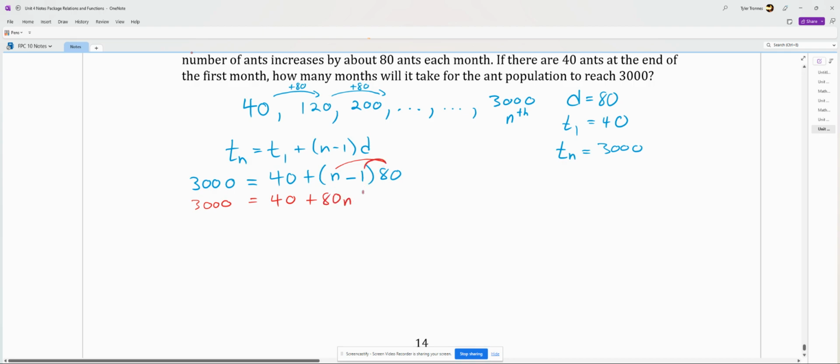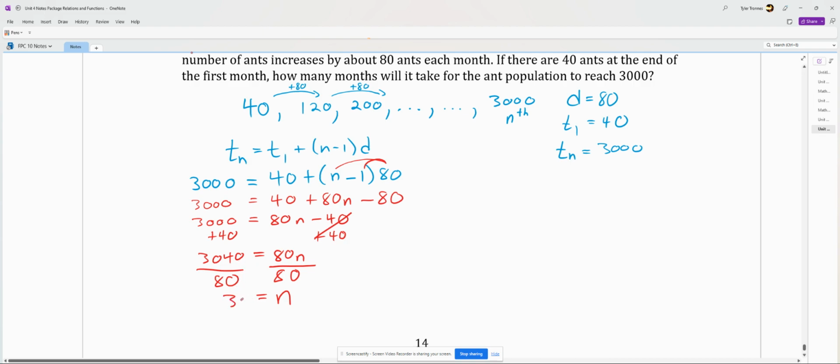And then the second multiplication is negative 80, negative 1 times 80. Let's combine those like terms. 40 minus 80 is going to give me 3,000 is equal to 80n minus 40. And now we're going to solve for n. So we're going to add 40 to both sides. That's going to cancel. We're going to be left with 80 times n is equal to 3,040. And finally, we're going to divide by 80 on both sides. That's going to tell us that n is equal to 38.